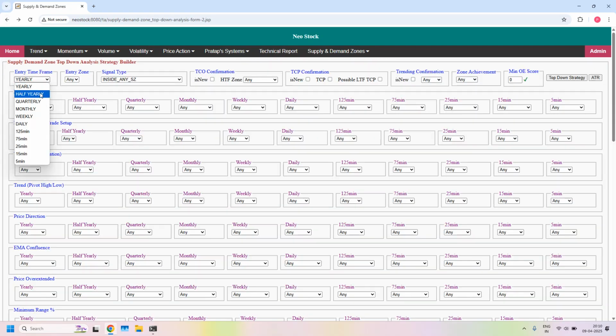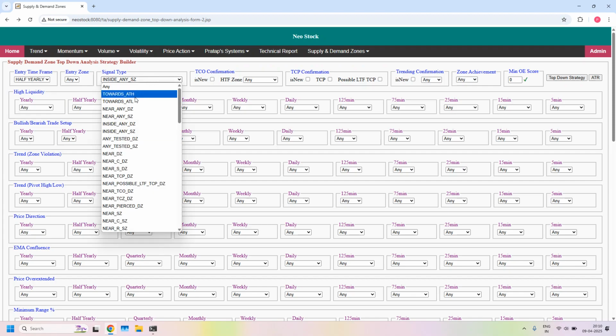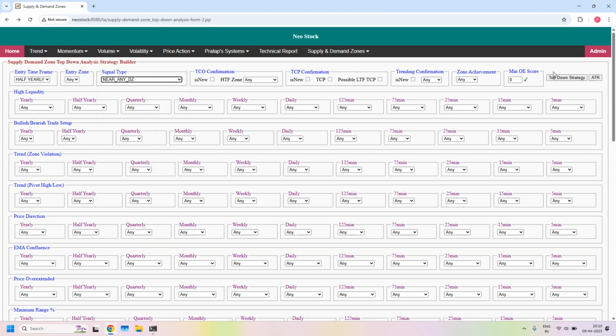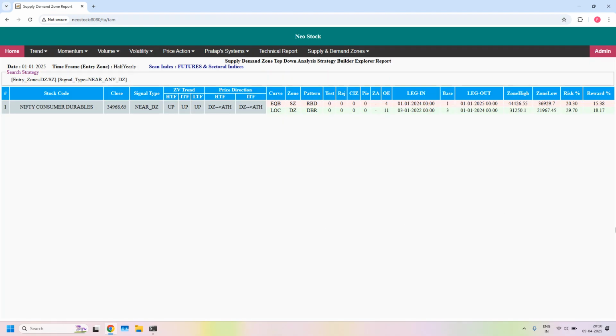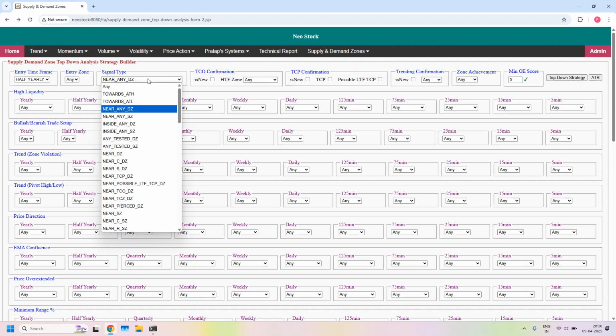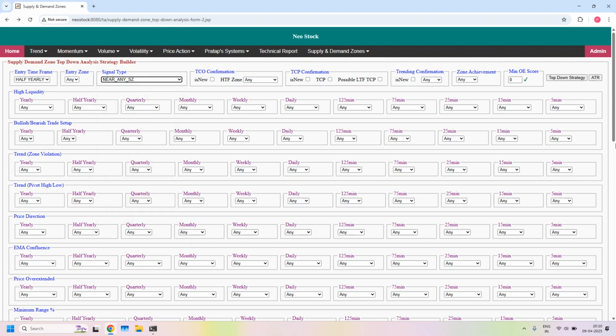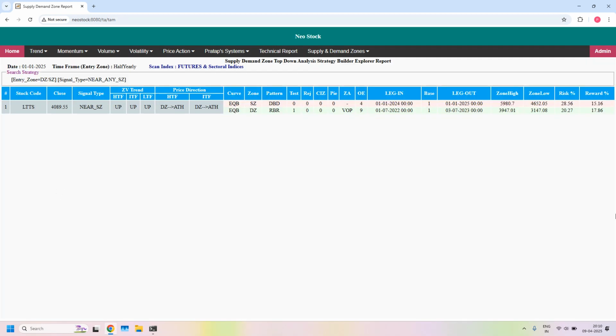Next time frame is half yearly. Stocks near half yearly demand zone. We got 1 stock. Next, stocks near half yearly supply zone. We got 1 stock.